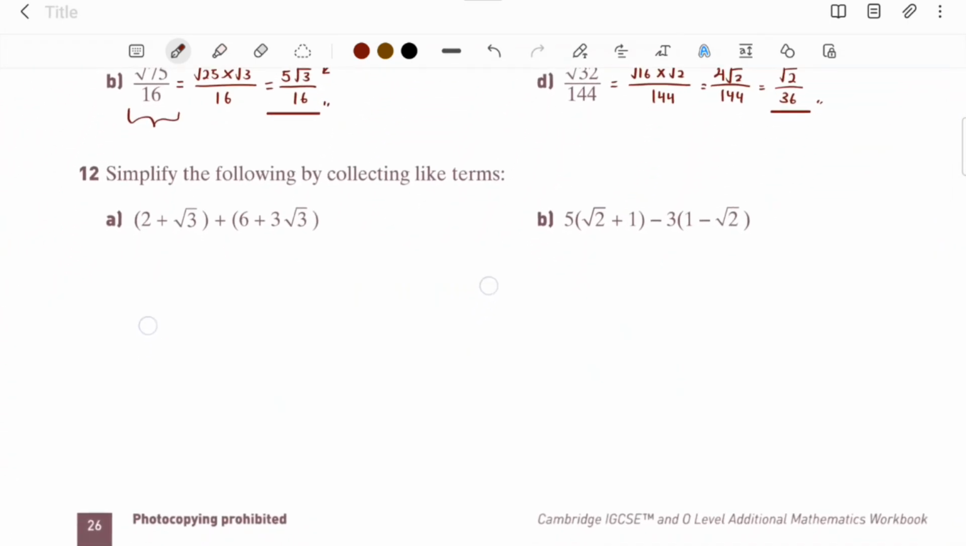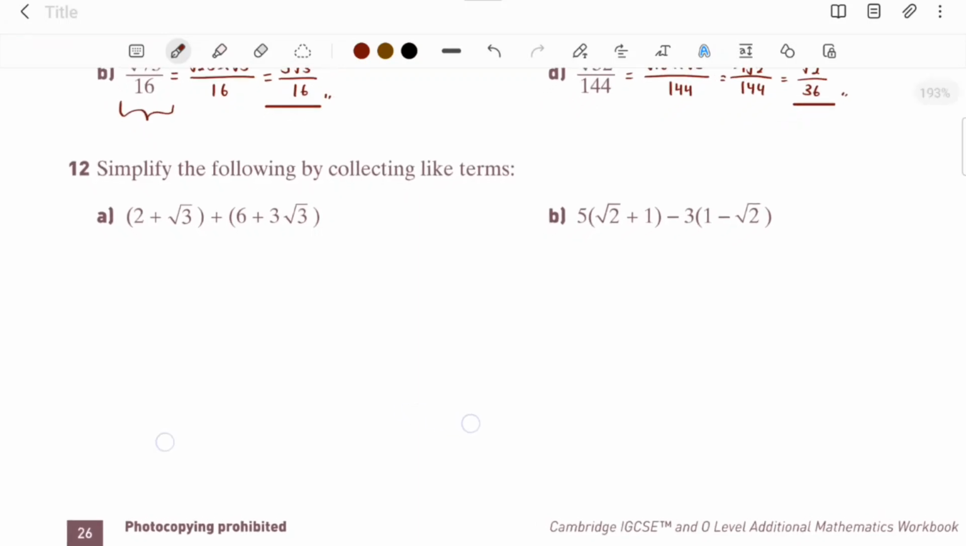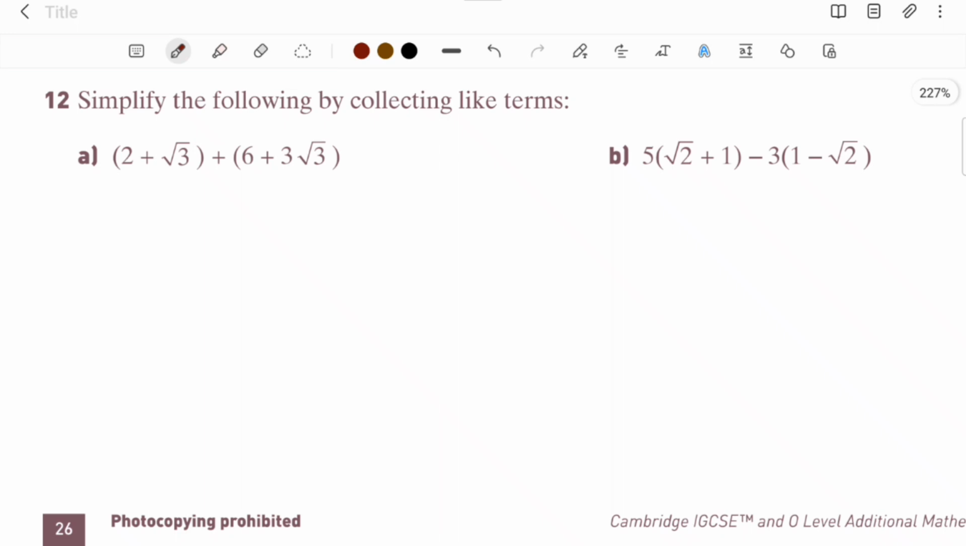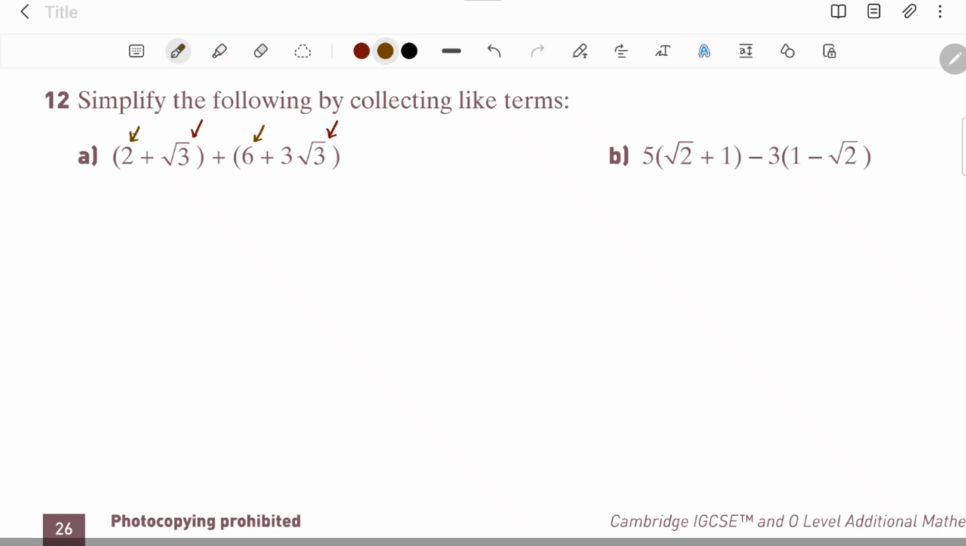Let's see. Number 12. Simplify the following by collecting like terms. Means that this one and this one should be together, and then this one and this one should be together. Means the ones with the square root and square root, and then whole number, whole number.